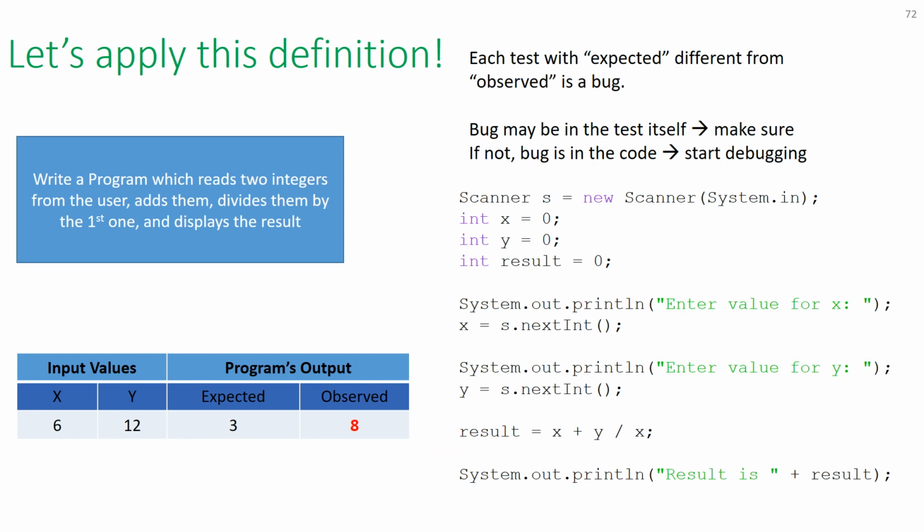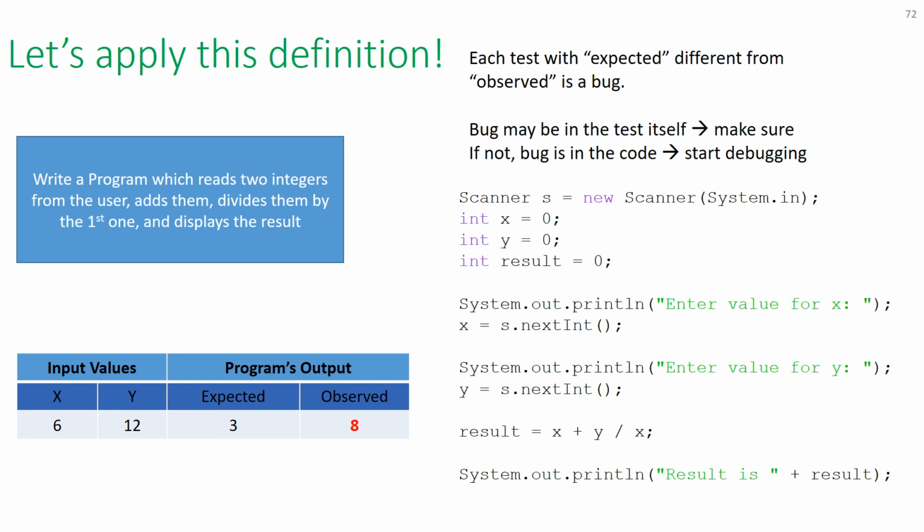So here's an example of a relatively easy bug. Somebody asked me to write a program that takes two values, x and y. So I need two variables, x and y. I need a scanner, and I'm going to compute a result. I ask the user, give me a value for x, give me a value for y, read it from the keyboard, put it in x and y respectively. And then they told me my formula.